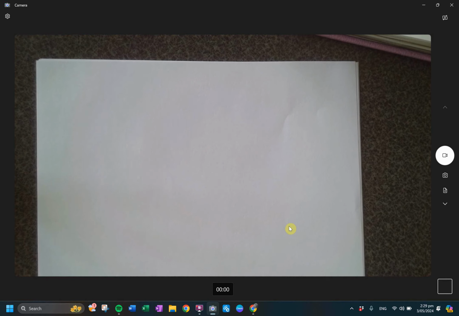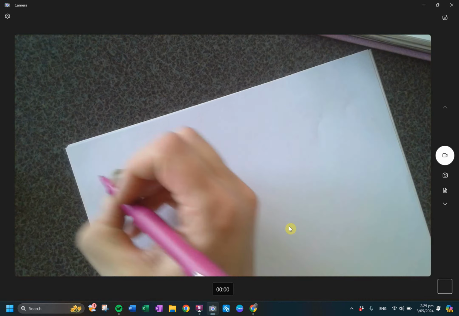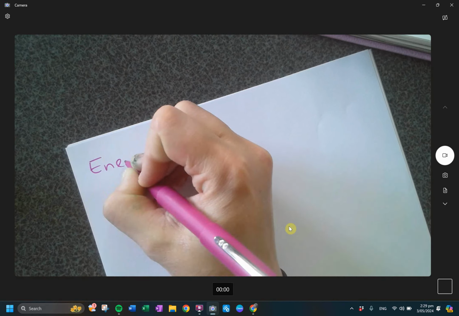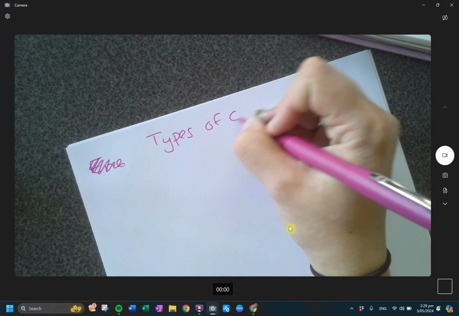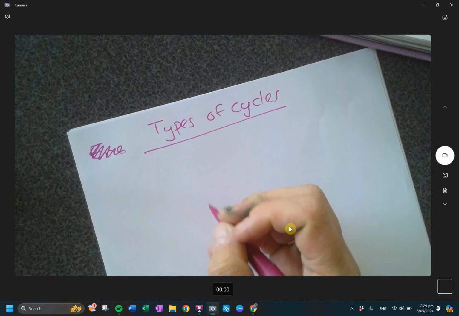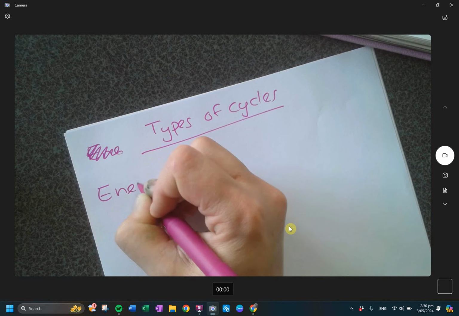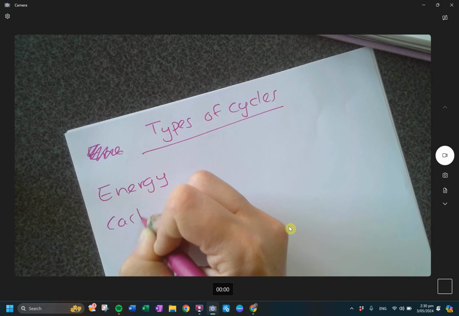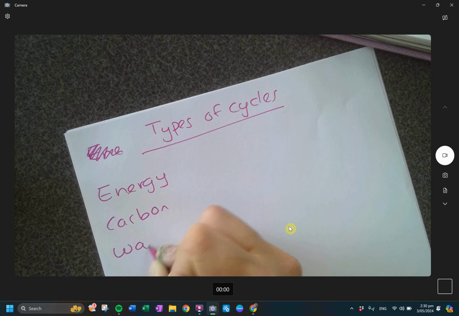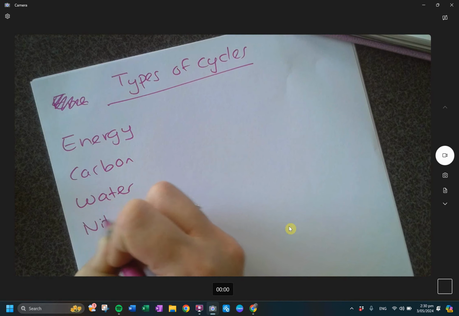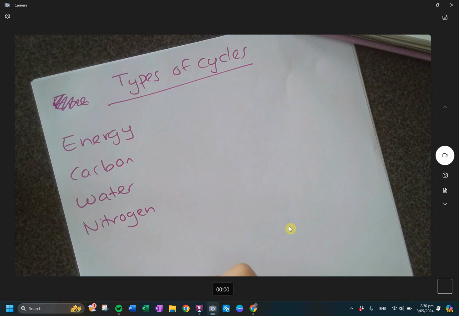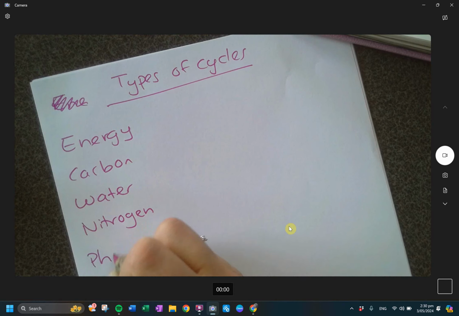So some things that we are thinking about when it comes to these various cycles, and I know I've posted them and you guys have read them as well in your sheets. I should say types of cycles. We talk about things like energy. We'll also talk about things like carbon, water, nitrogen. Phosphorus also, I think, came up.